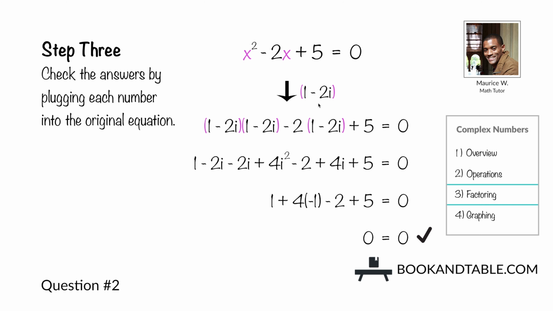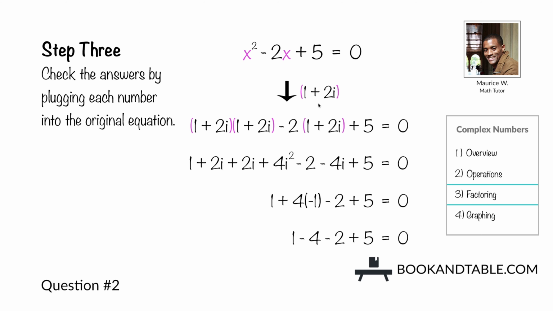And now we'll test our second potential value, 1 plus 2i. We'll plug it in for x here and here. We'll use the FOIL method to expand our x squared, giving us 1 times 1, which is 1. 1 times 2i is 2i. 2i times 1 is 2i. And 2i times 2i is 4i squared. Negative 2 times 1 is negative 2. Negative 2 times positive 2i is negative 4i. Plus 5 is equal to 0.